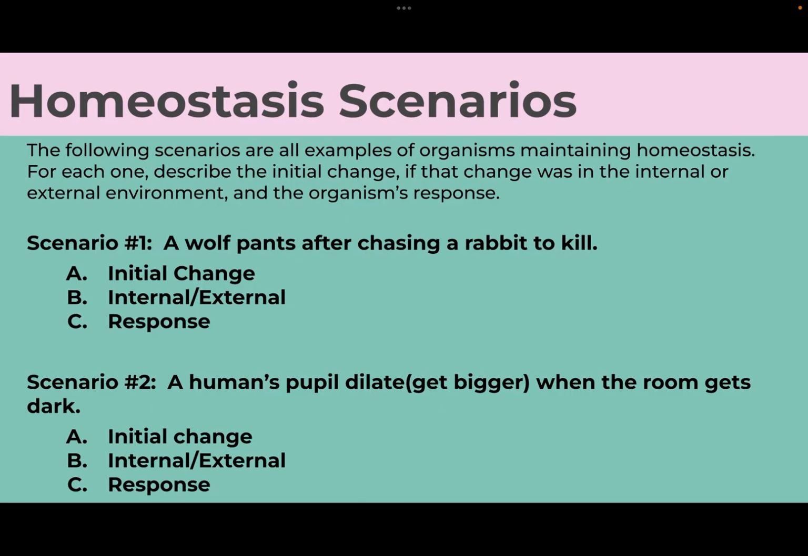Okay, last little bit here is going to be working through these scenarios. This is a did you get it? So for the following scenarios, all are going to be examples of organisms maintaining homeostasis. For each one, I want you to describe the initial change, if that change was internal or in its external environment, and then the organism's response. 2 questions will be popping up on this video here for you to type in and answer.